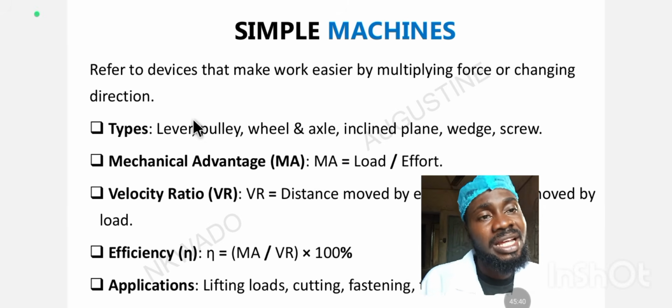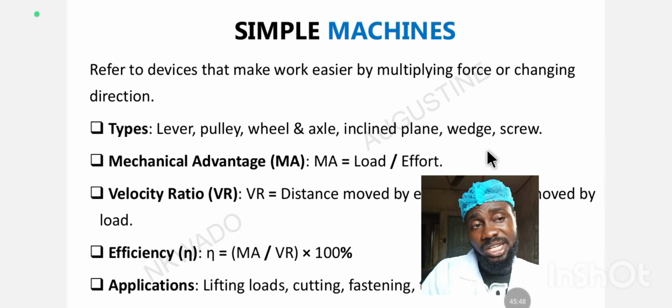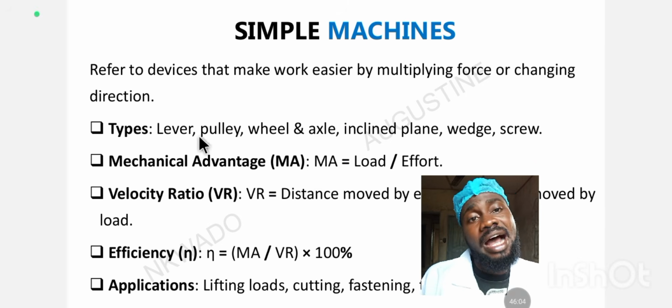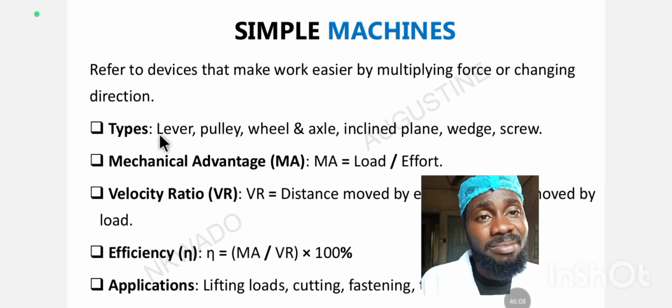And another thing, like I said before, I gave you two machines that were not included here. They are the hydraulic press and gear. They were not included here. And this lever has about 4 classes of lever.